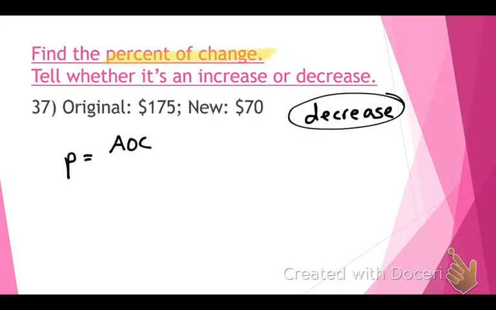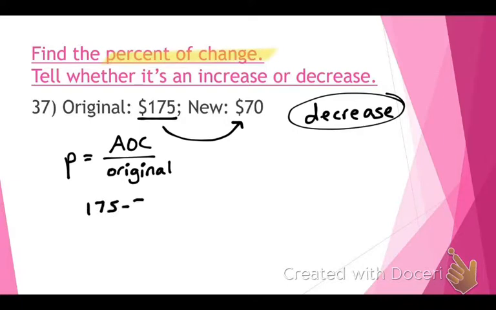P equals the amount of change over the original price. How do I find what the amount of change is? P equals 175 minus 70 over 175. Okay, you're trying to find the amount of change. I had 175, but now I have 70. So in order to find out how much I changed, you just subtract those to find the difference between the two.